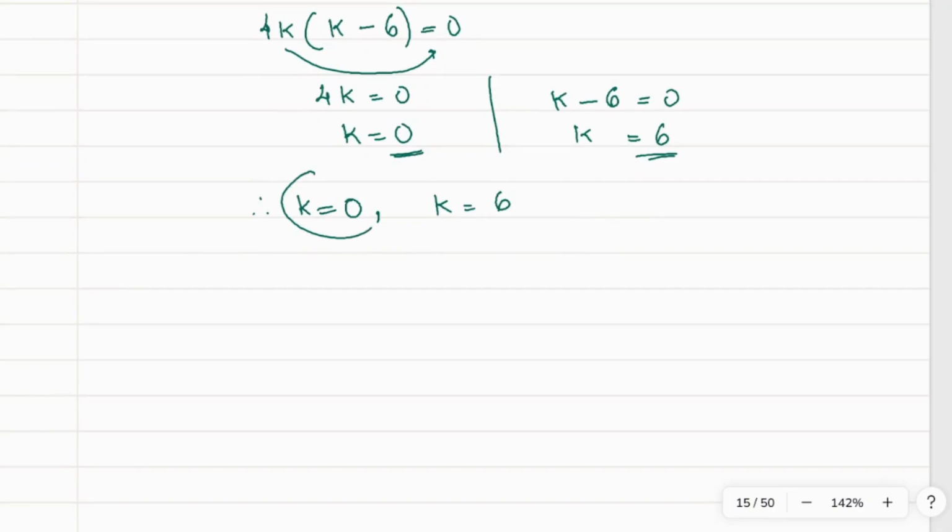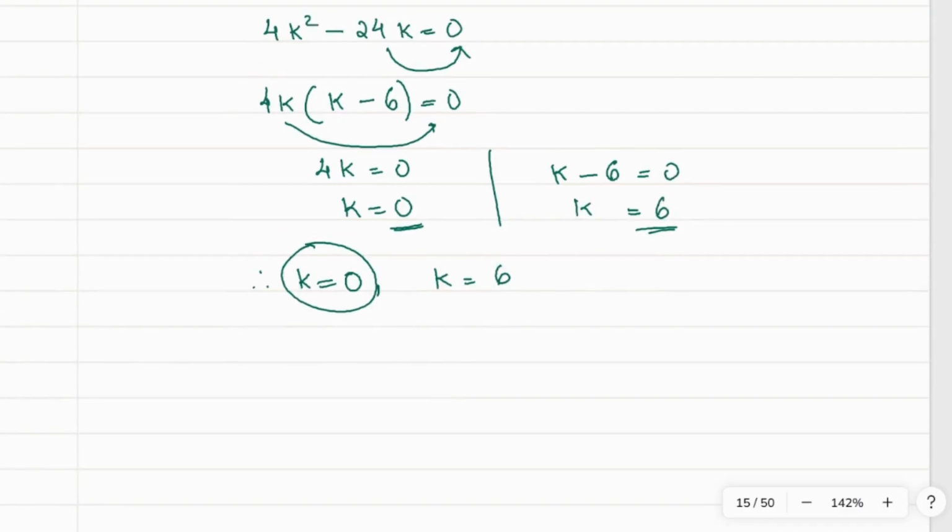But we will reject k equal to 0 because, in the question, they are already telling that if b square minus 4ac is equal to 0, the condition is that the roots will be equal roots, right?